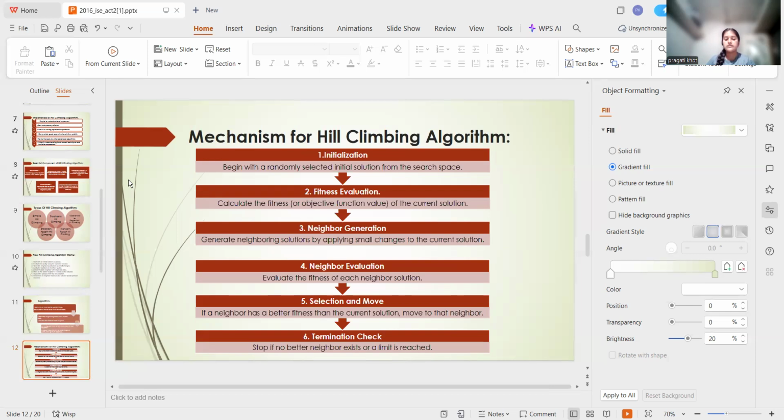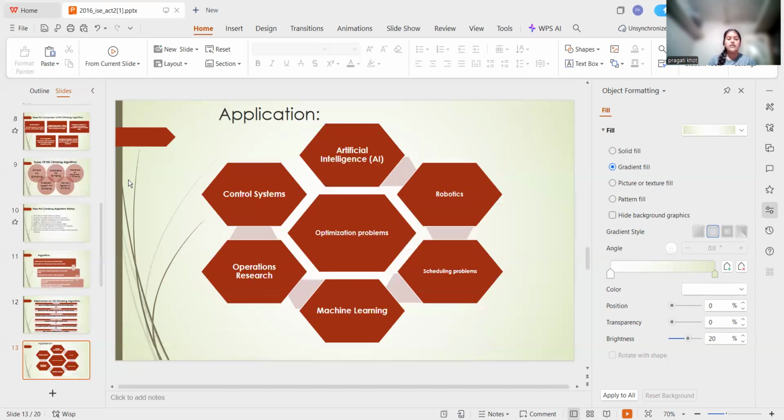Third is neighbor generation. It generates neighboring solutions by applying small changes to the current solution. Fourth is neighbor evaluation. It evaluates the fitness of each neighbor solution. Fifth is selection and move. If a neighbor has better fitness than the current solution, move to that neighbor. Sixth is the termination check. Stop if no better neighbor exists or the limit is reached. This is the mechanism of the hill climbing algorithm.